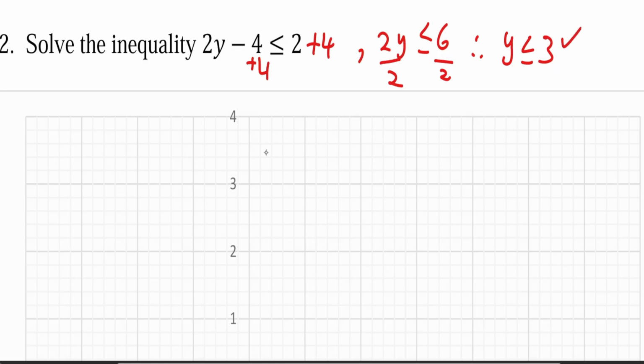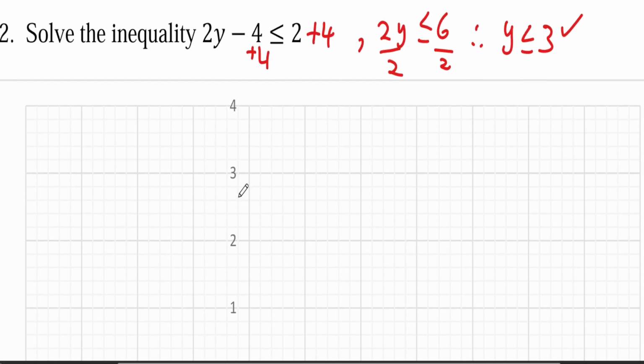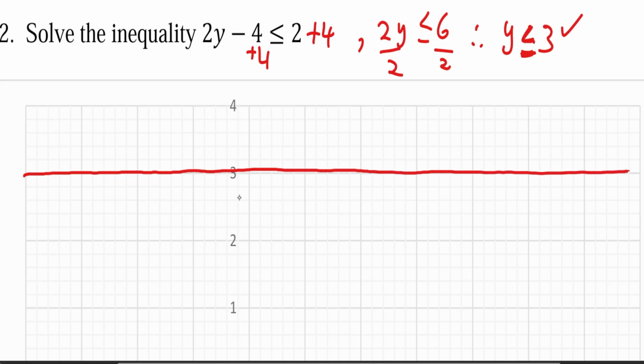This is a line that cuts the y-axis at 3. This is a horizontal line. So basically, this is the line here. But since it's less than or equal, there's the equal sign there, so the line should be full. I'm drawing it this way. And it's less than or equal to 3.